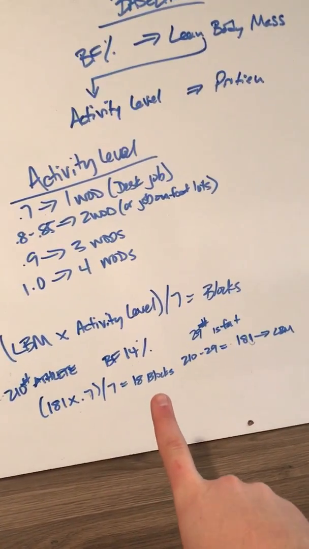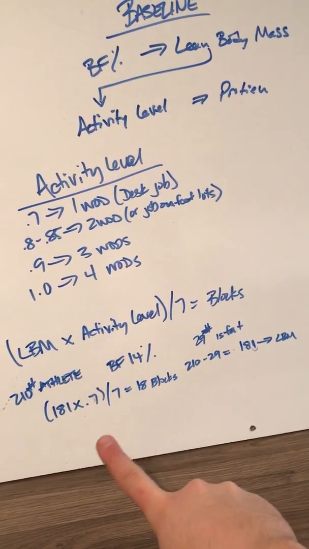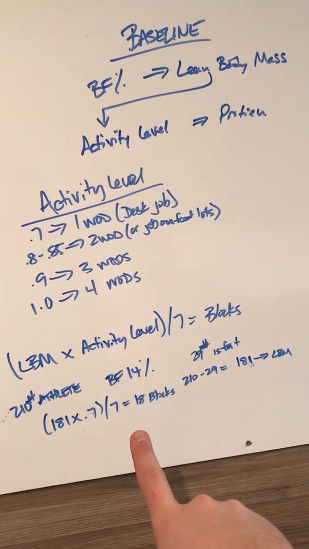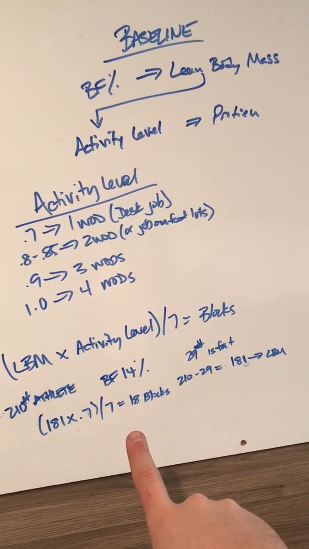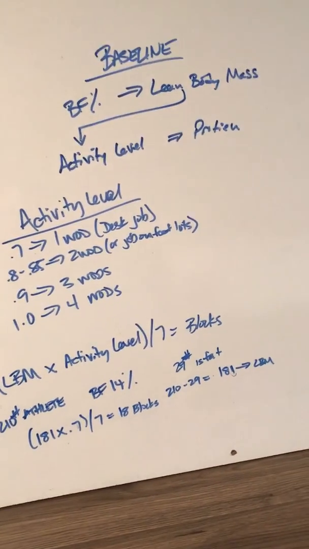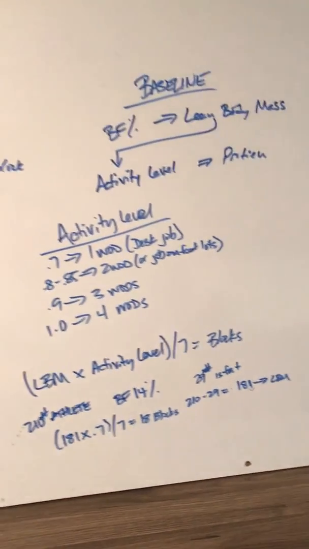Now, this is how many blocks per day. So 18 blocks per day for that athlete. That would be a 4-block breakfast, lunch, and dinner, which would get them to 12 blocks, and 2 snacks that are each 3 blocks, which would get them to 18. And there we go. That should be filling them pretty full. So that's how you figure that out.